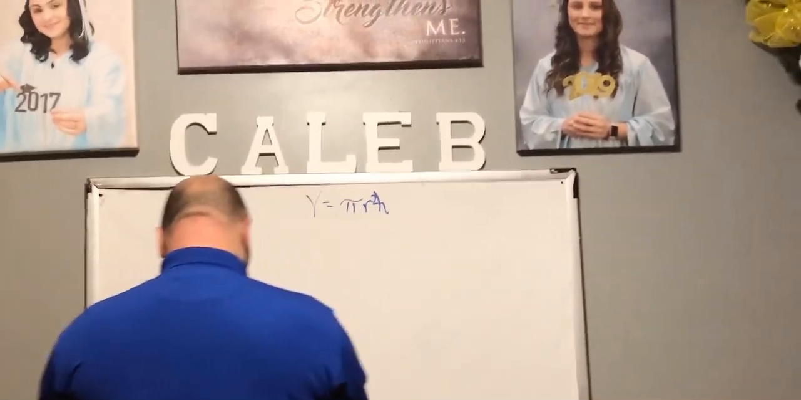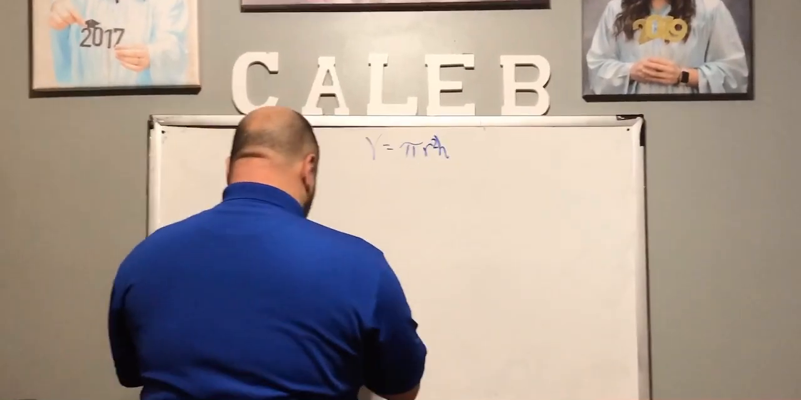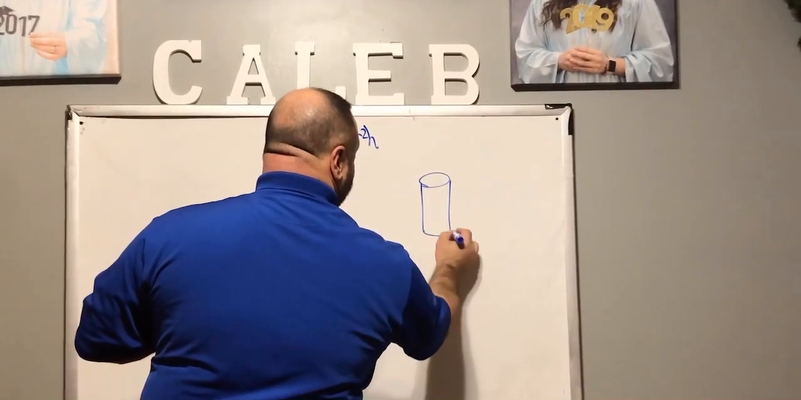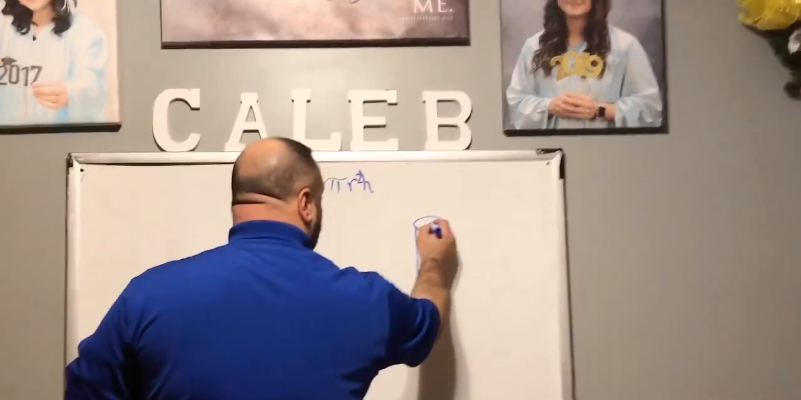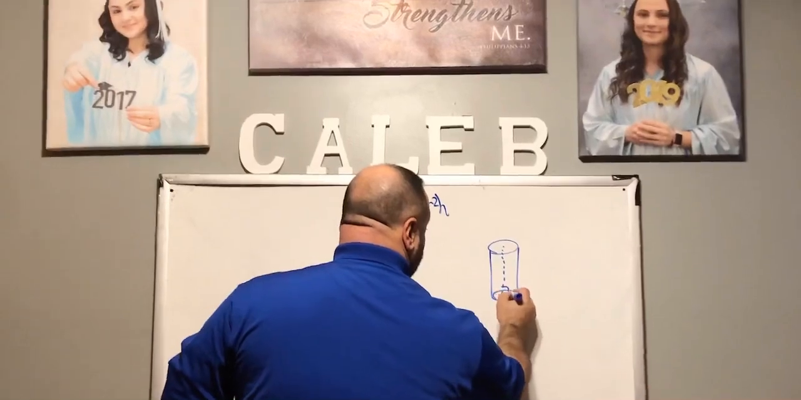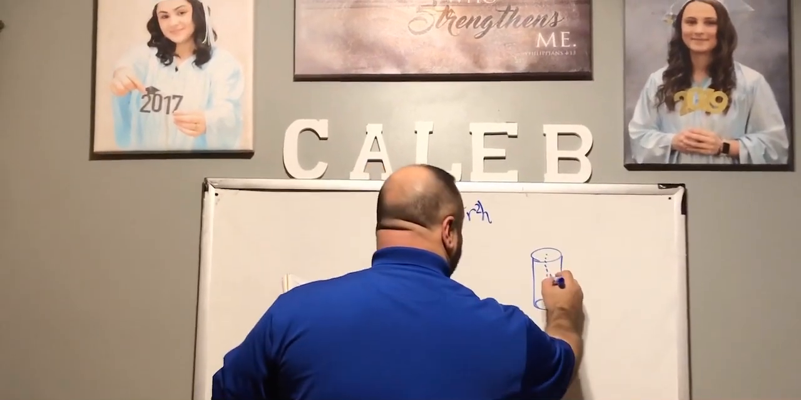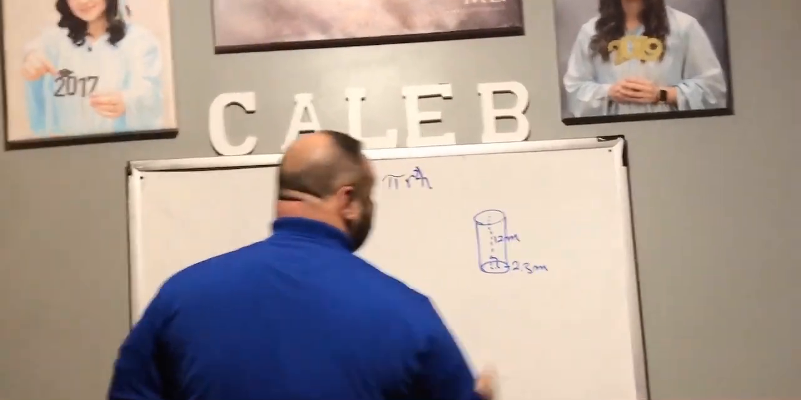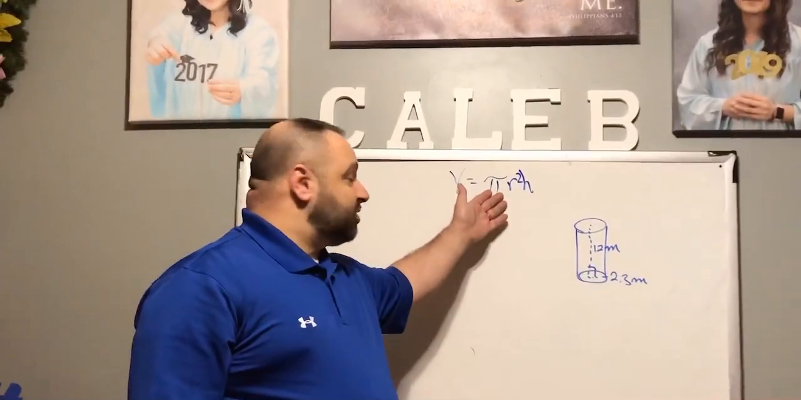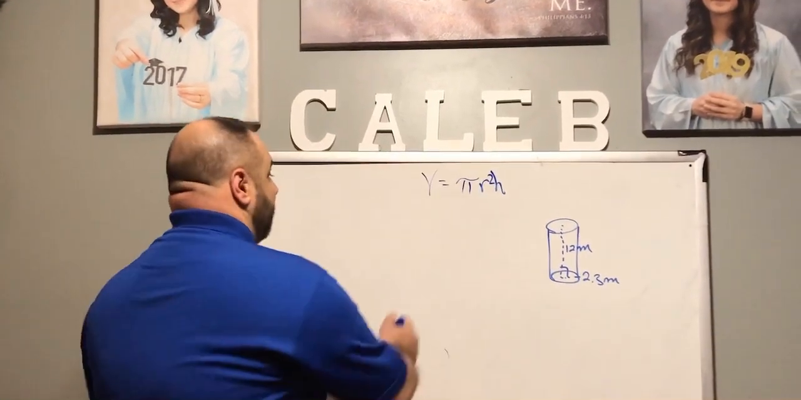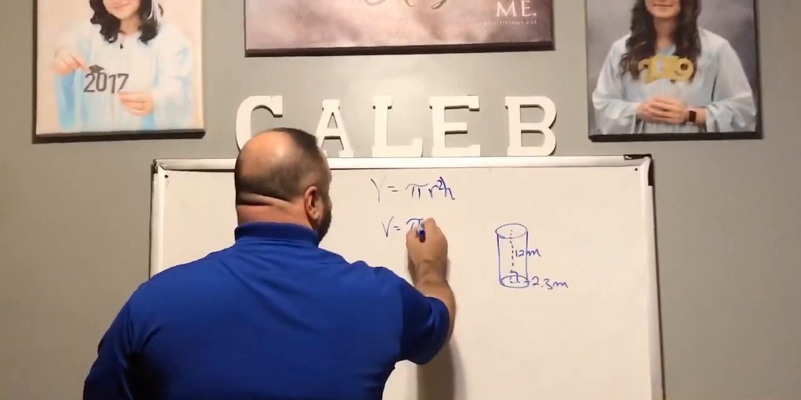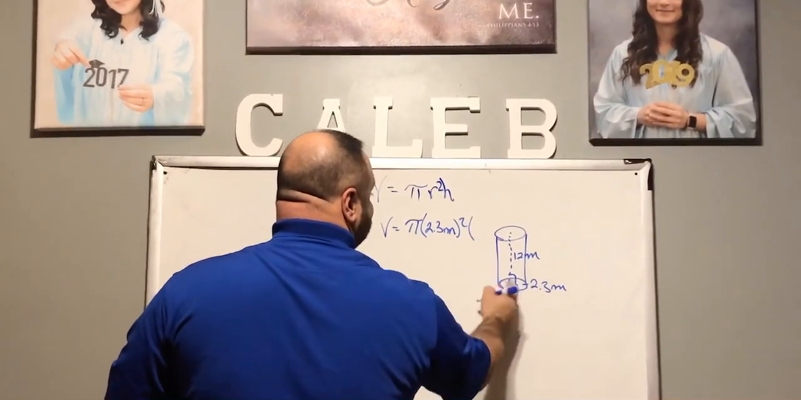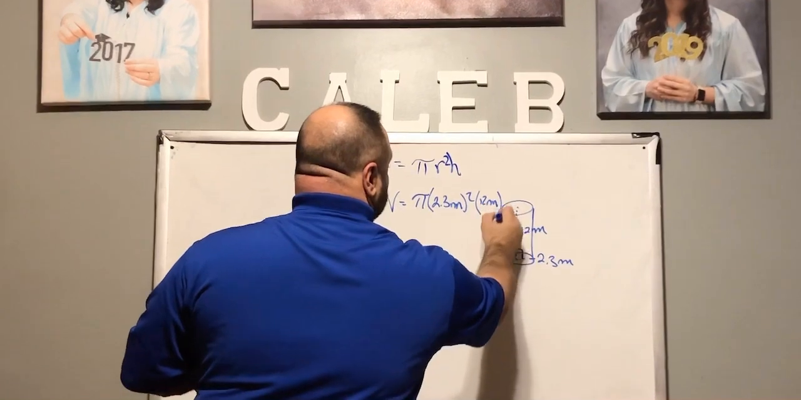Okay, so for number 19, we have our altitude here. Our altitude is 12 meters, and our radius is 2.3 meters. Again, just a matter of fact, just plugging into the equation and chugging out the answer. So volume equals pi r squared, so 2.3 meters squared times the height, which is 12 meters.